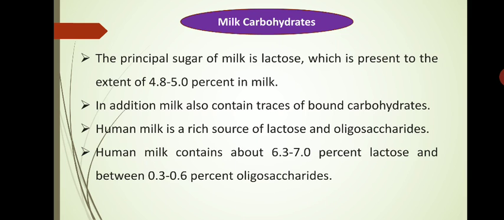Human milk is a rich source of lactose and oligosaccharides. Human milk contains about 6.3 to 7.0% lactose and between 0.3 to 0.6% other oligosaccharides. So human milk contains almost 6 to 7% lactose, and besides lactose there are other sugars like oligosaccharides, present in very low concentration or trace amounts.